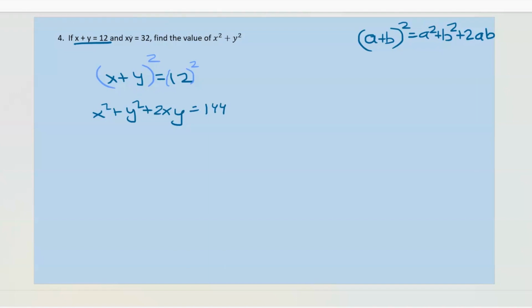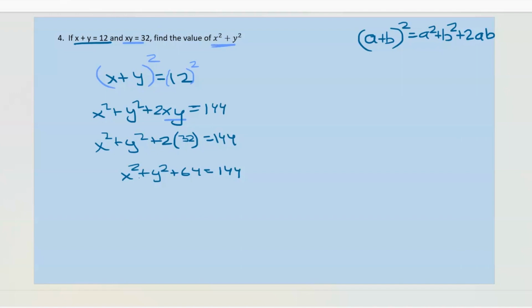And then also, xy is 32. We got xy over here, so we can substitute. x squared plus y squared plus 2 times 32 equals 144. And then 32 times 2 is going to be 64, equals 144. And then subtract 64 from both sides. Oh, and if you guys noticed, we got our answer.